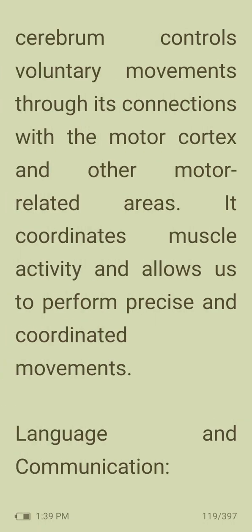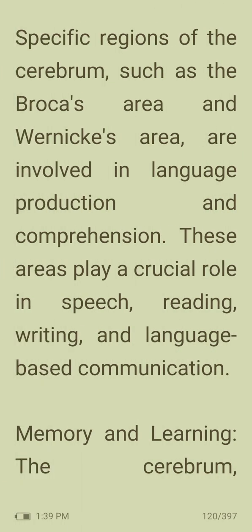Then motor control. The cerebrum controls voluntary movements through its connections with the motor cortex and other motor related areas. It coordinates muscle activity and allows us to perform precise and coordinated movements. Then language and communication. Specific regions of the cerebrum such as the Broca's area and Wernicke's area are involved in language production and comprehension. These areas play a crucial role in speech, reading, writing, and language based communication.